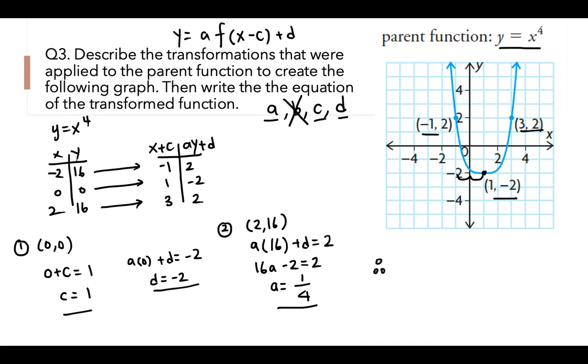Therefore, let's put everything together. y is equal to 1 over 4. Now c is 1, so when I put it back into the bracket, it's going to be the opposite sign. So it's (x - 1)^4, right? And then minus 2. So that will be my transformed equation from a graph.